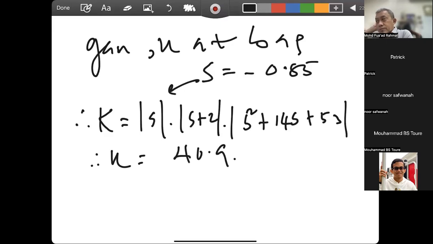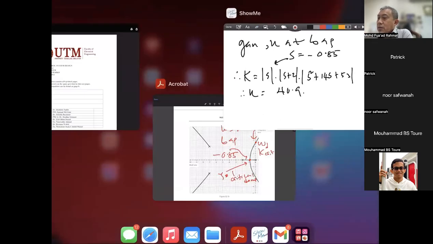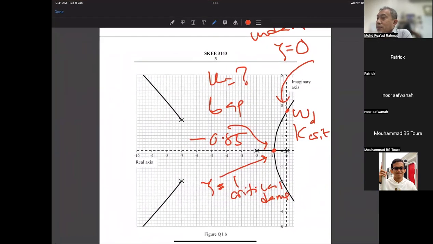Okay. Then what is the omega d point over here? Somebody please read for me. Michin, what is the value of the root locus intersect with the imaginary axis?